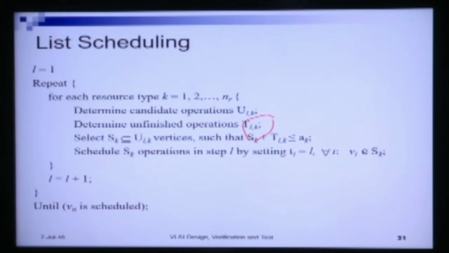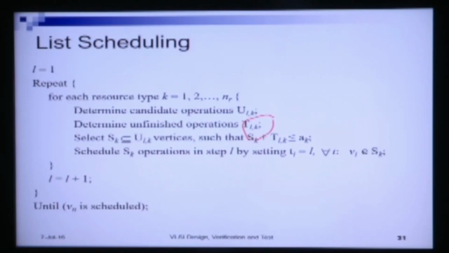However, whatever it is, currently what we are considering is that we have chosen a set Sk of operations from ULK, and we have to therefore assign time steps to these operations, and that is done by Ti equals to L for all I where Vi belongs to Sk. Now, if these operations have been allocated at time step L, then we need to increment time.